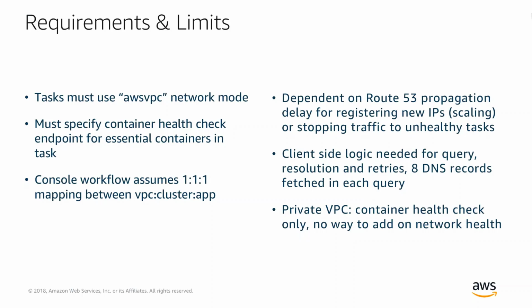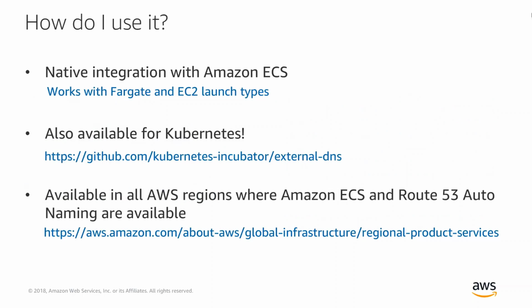So how do I get started using service discovery? Well, we have launched it for both Fargate and EC2 launch types as part of Amazon ECS, and it will very soon be available for Kubernetes within EKS as well. You can see this GitHub link has the source code for the external DNS system that's being built out around service discovery for Kubernetes as well. And we're rolling this feature out across many different new AWS regions. It's going to be available in every single region where Amazon ECS and Route 53 auto naming are both available.